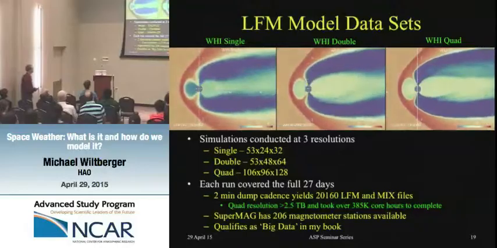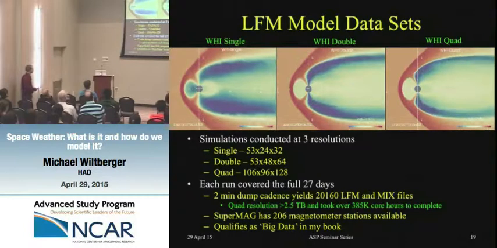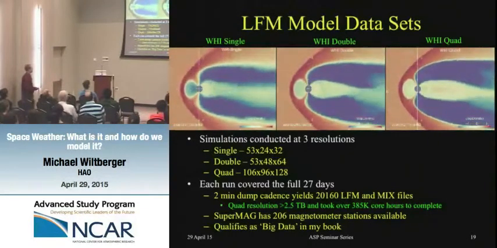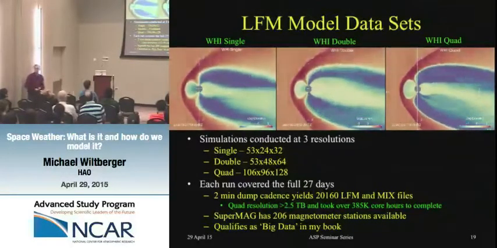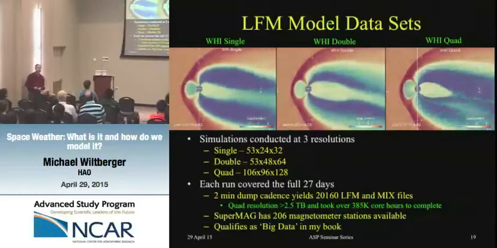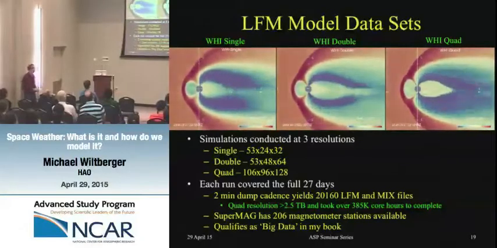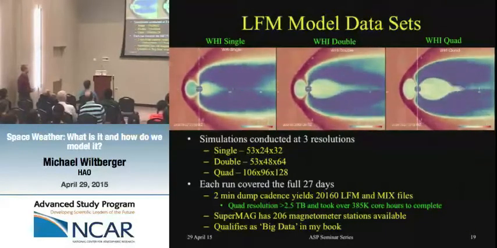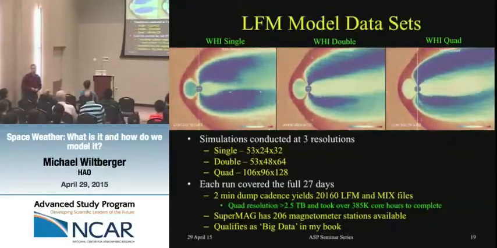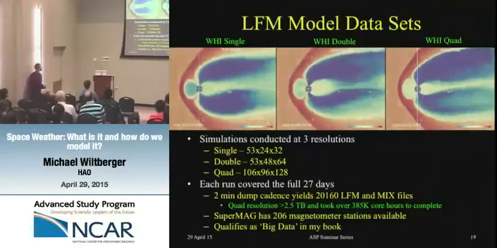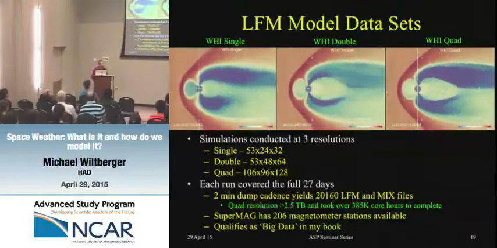We ran this over the full 27-day period with a two-minute dump interval, giving you 20K files, roughly 2.5 terabytes, and 385,000 core hours to complete. So not an inconsequential amount of time, but certainly not CMIP5 kind of volumes. But big enough for me to say it qualifies as big data, especially when I think about the fact that I have 206 different individual magnetometer stations from which I could make comparisons and accuracy calculations. So hopefully you'll grant me that that's big data.